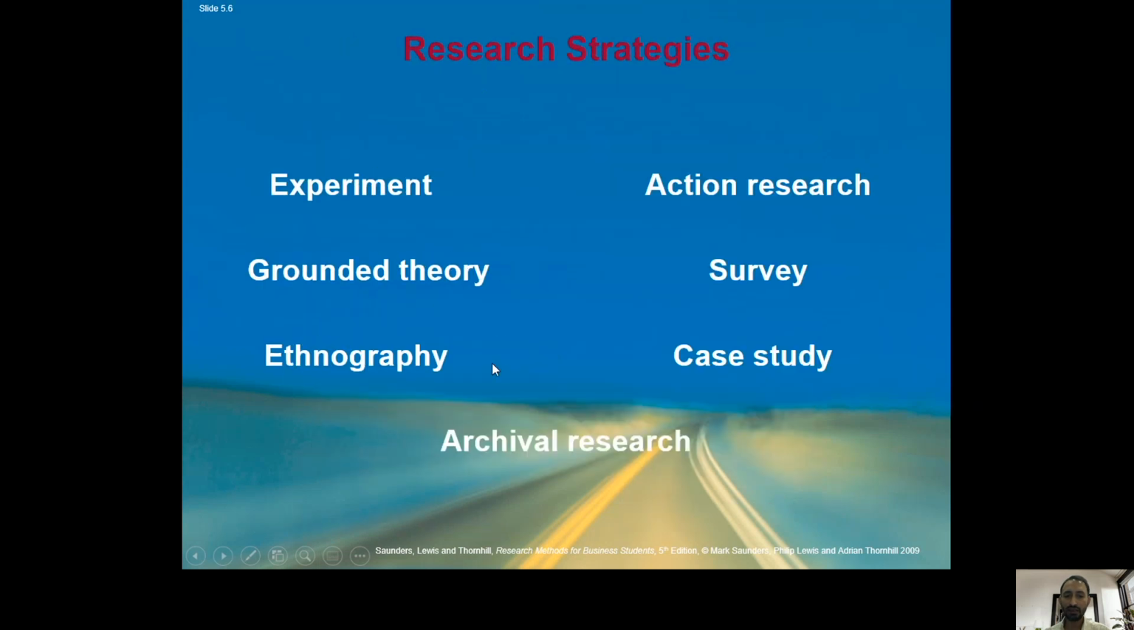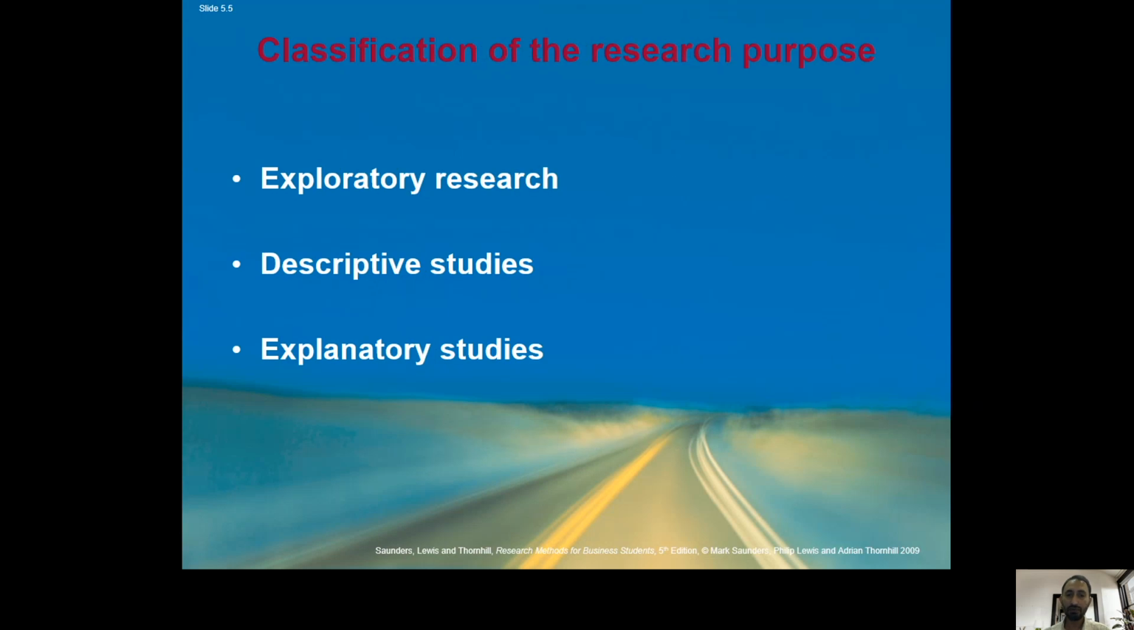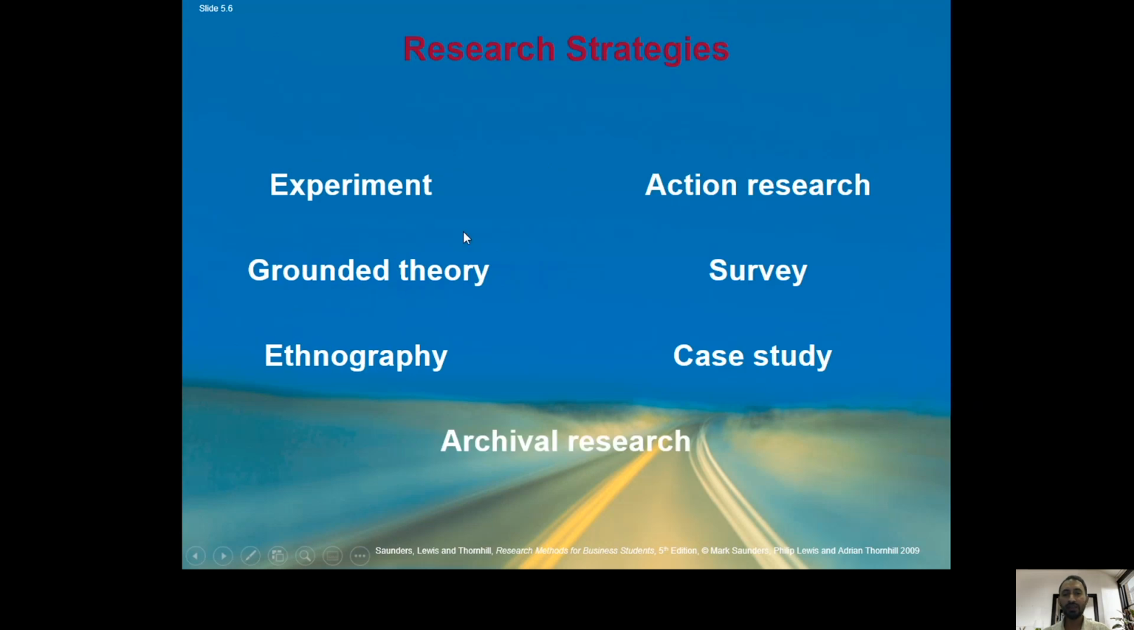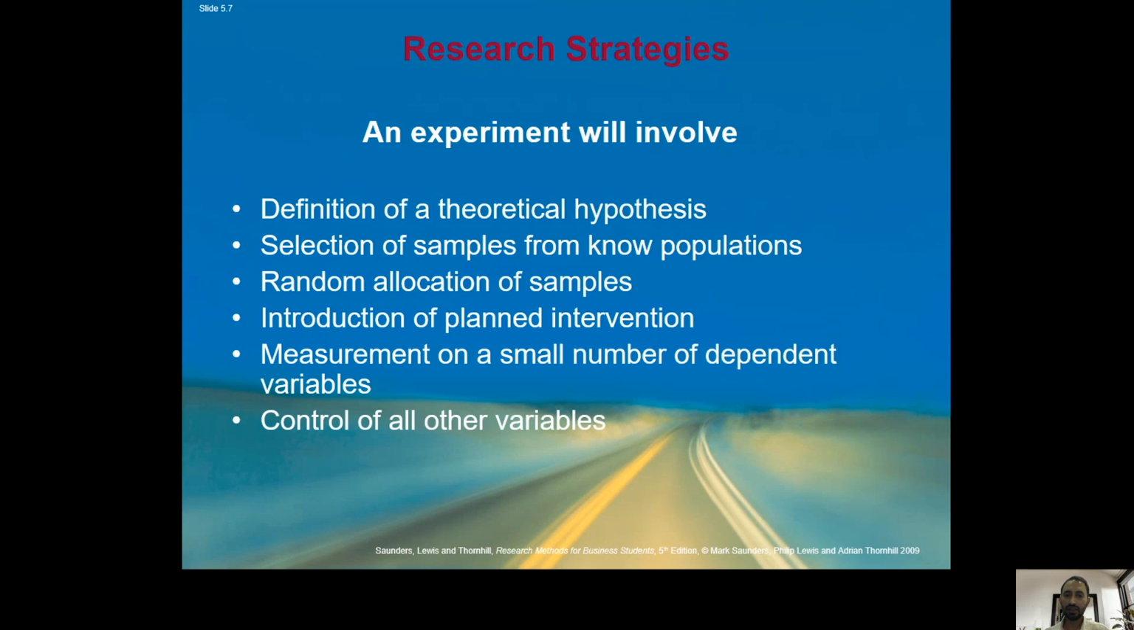In the last lecture, we talked about experimental research, and the classification of different research purposes, which is exploratory, descriptive, and explanatory. And then we discussed research strategies. The first of the research strategies is experiment, right? We had a discussion about experiment, and we discussed that in an experiment there are basically two main groups. One is a control group, the other is an experiment group.